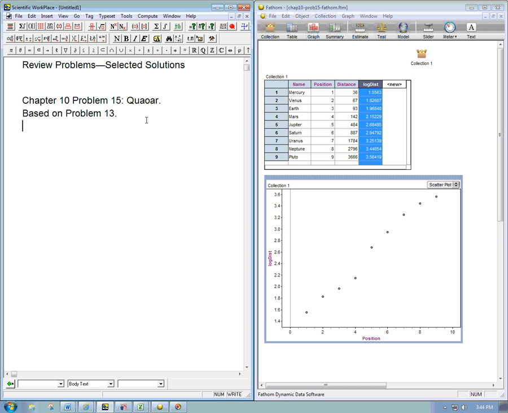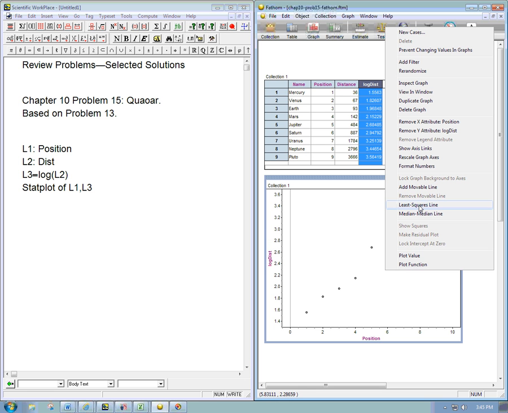Okay, so on the TI, of course, you'd have something like L1, you'd have the position numbers entered in, and then maybe L2, you'd have the distance, and then you'd go up to the top on the stat edit menu, and you'd say L3 equals, and you'd just do log of L2. Okay, and then you'd go ahead and do a stat plot of L1 and L3. Okay, so this looks definitely much closer to linear.